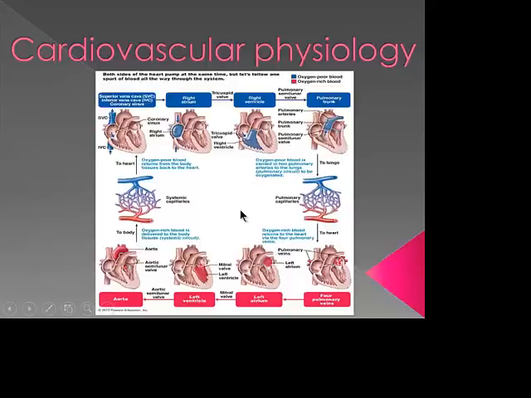So notice how it uses the word semilunar valves, pulmonary semilunar valves. So the aortic and the pulmonary valves are called semilunar, okay? And then from here, it goes to the aorta, to the body, and systemic capillaries. So really important, make sure you look at all of this.